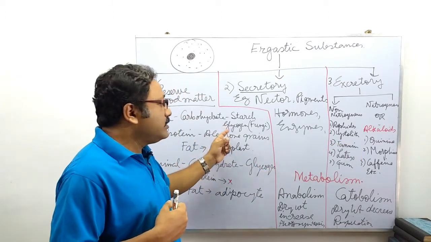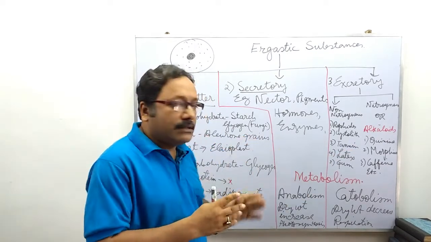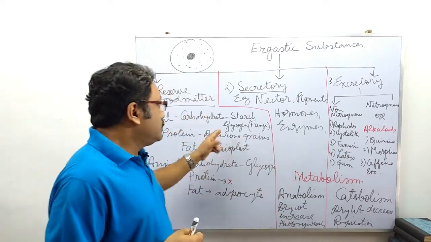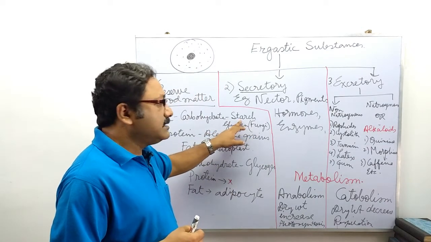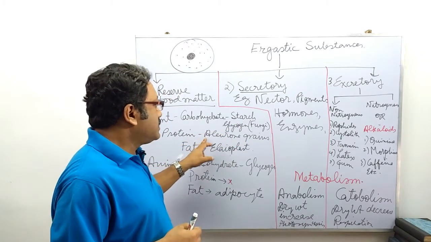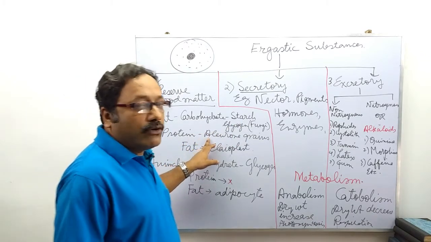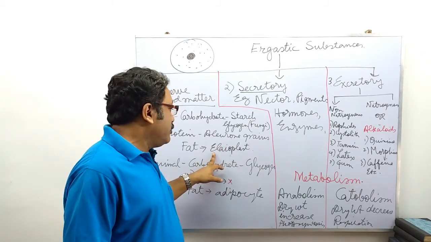Now glycogen is also a long chain of glucose molecule, but it is a little bit branched. So glycogen is stored in fungi and starch in case of the rest of the plants. The protein molecules are stored in the form of aleurone grains and fat in the form of elaioplast.